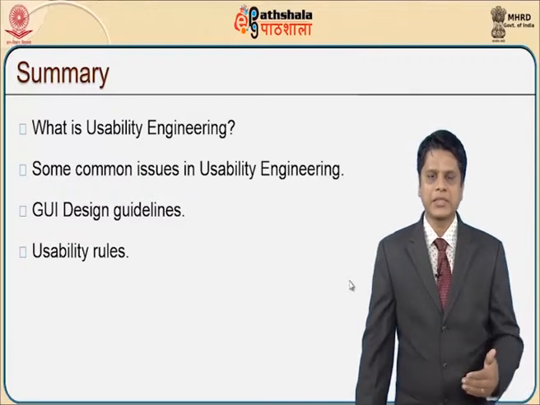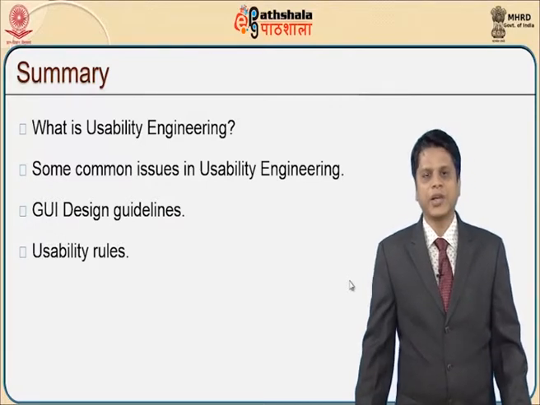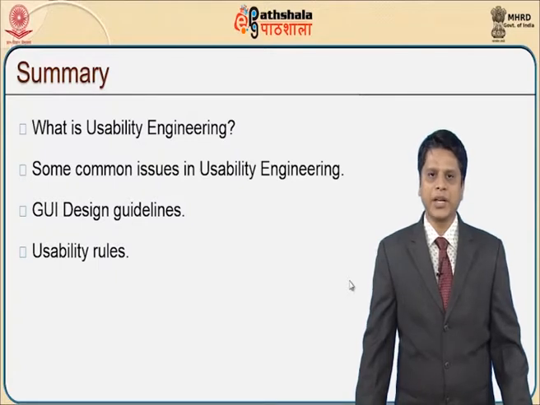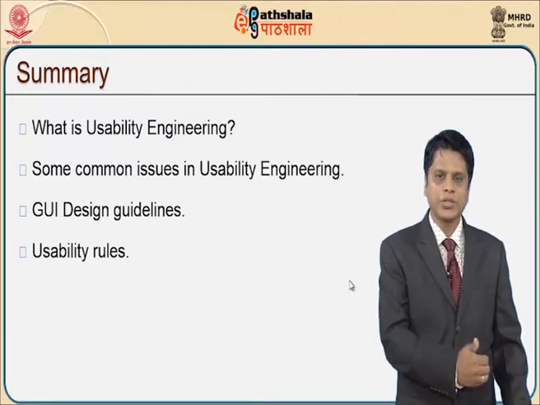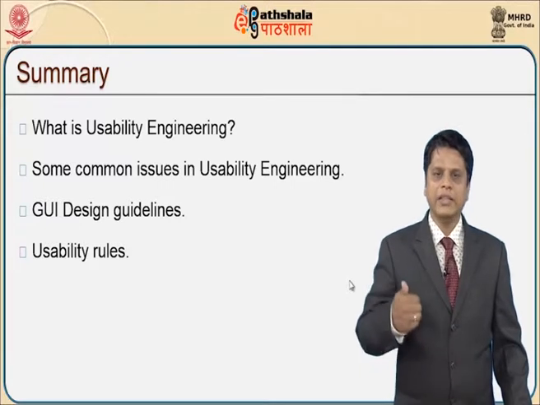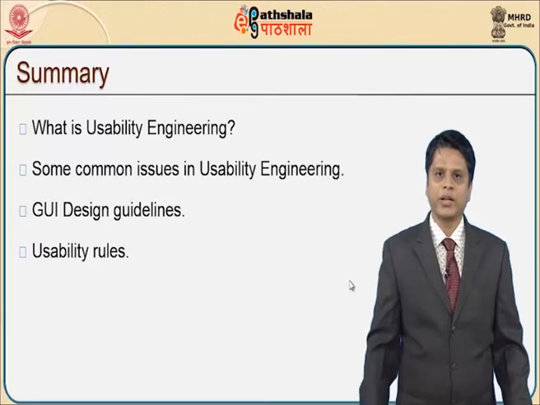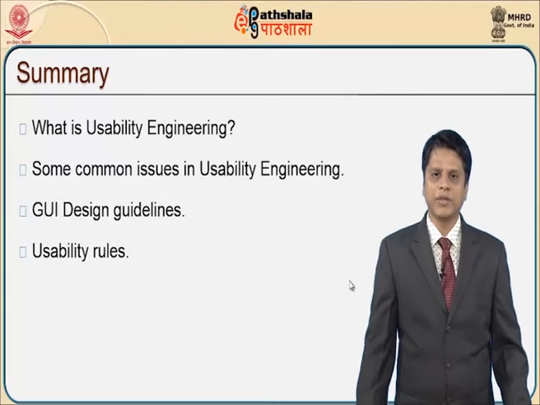In this session we have looked at usability and usability engineering, and the common issues that usability engineering deals with. We have looked at several guidelines that we may have to follow, starting from the various color codes, formats, fonts, and languages that we may have to use as appropriate when the system is developed. And finally, we have looked at 10 different golden rules that we may have to follow from the usability and usability engineering perspective. Thank you.